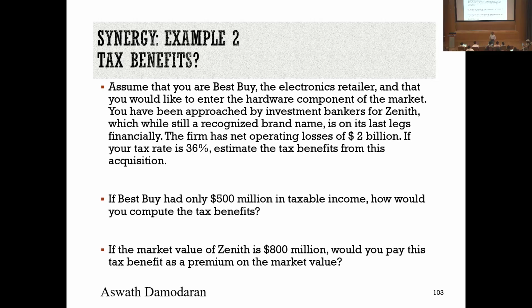Let's suppose you have $500 million in expected taxable income. This will be Best Buy's taxable income each year for the next 4 years. You'll still get the 720 million tax benefits, but it'll be 180 million in year one, 180 million year two, 180 million year three, and 180 million year four, right?